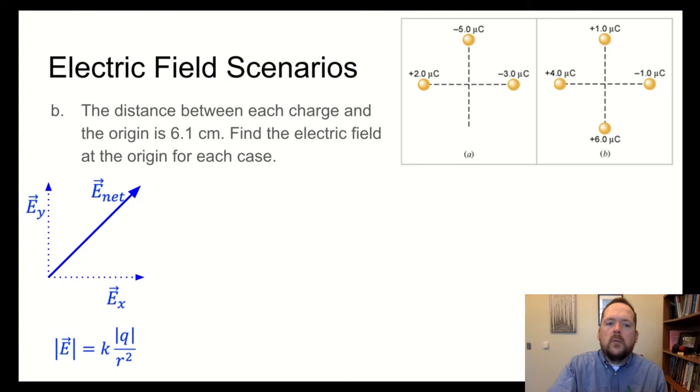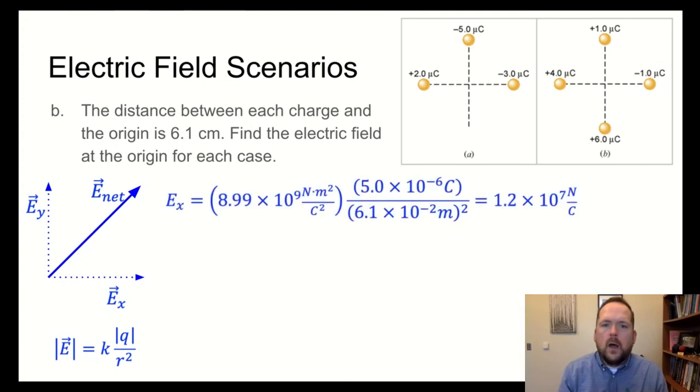Well, I'm using the electric field for a point charge formula. The electric field in the x direction in scenario 1, but it's going to be identical in scenario 2, is 8.99 times 10 to the 9th newton meter squared per coulomb squared, multiplied by 5 microcoulombs, that's 5 times 10 to the negative 6 coulombs. Divide that by the 6.1 centimeter distance. I need that to be in meters if I want all the units to work out here. 6.1 times 10 to the negative 2 meters, that's squared, and I find 1.2 times 10 to the 7th newtons per coulomb.